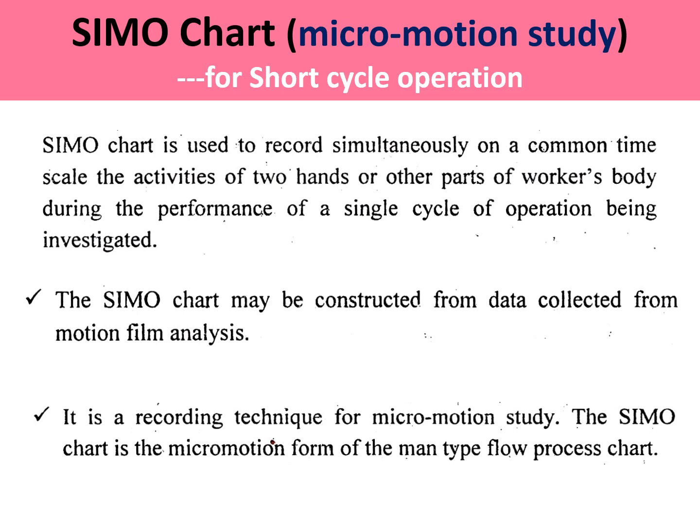The next chart is the SIMO chart, which is for micro motion study. This is for short cycle operations. The SIMO chart continuously observes the movement of a worker doing a particular operation. Here we are using a camera that records the worker's activity by filming, and we are using a set of symbols that are called therbligs. So by using abbreviations, we list the worker's activities during an operation, and those are listed in the form of data in the chart.